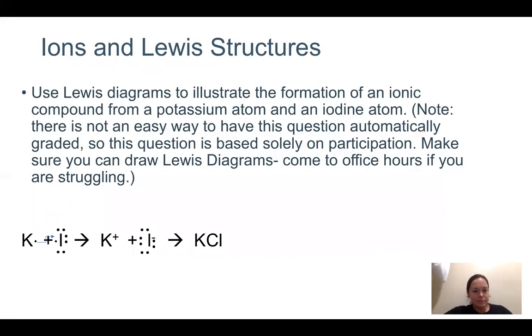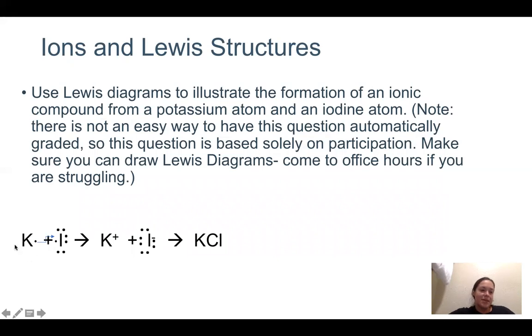Okay. All right, and then the last thing I want to talk to you guys about. Oops, yeah, that is the last thing. Is a lot of you were asking in the section on ions and Lewis structures. You guys had a question about the last in lecture question where it said, use a Lewis diagram to illustrate the formation of an ionic compound from a potassium atom and an iodine atom, okay? And again, I made this one 100% participation because there's not an easy way to enter this into Top Hat, but I wanna make sure we understand what I meant by this, okay?